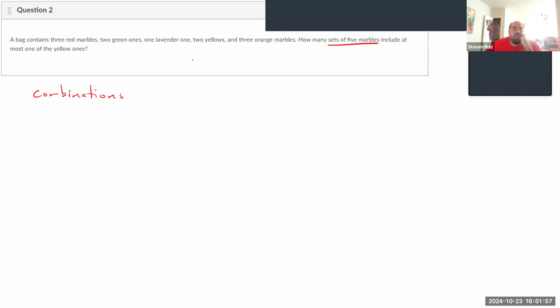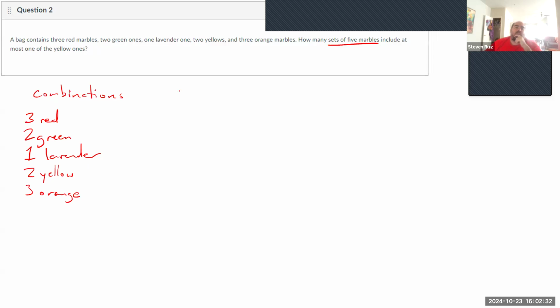So let's take a list of what I have here. I have 3 red, 2 green, 1 lavender, 2 yellow, and 3 orange. How many sets of 5 marbles include at most one of the yellow ones?